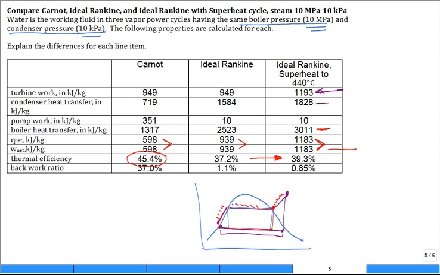How about the back work ratio? It's even better. It's even dropped a little bit. Why? Because the turbine produces so much more. The work of the pump is the same, but the turbine produces so much more.